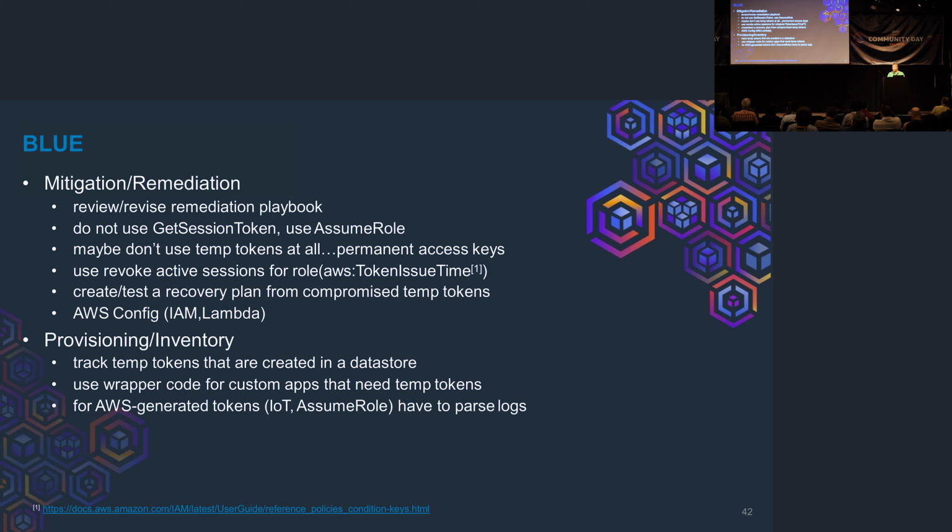Provisioning, you might look at CloudTrail, parse out temporary tokens, store them somewhere, so at least you always have an up-to-date list. That takes coding. It's not for everyone. You could make mistakes and introduce problems. Again, these are partial solutions, but it's worth considering. I'm trying to give you the checklist.